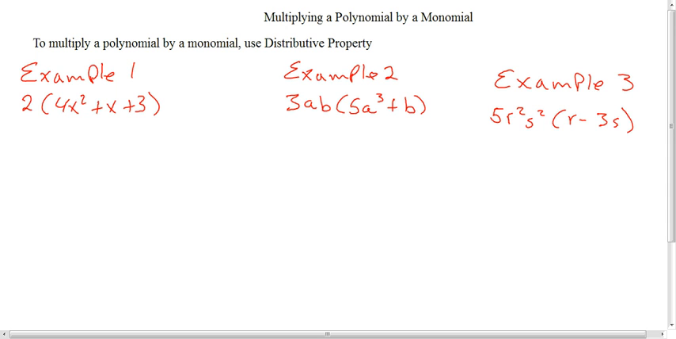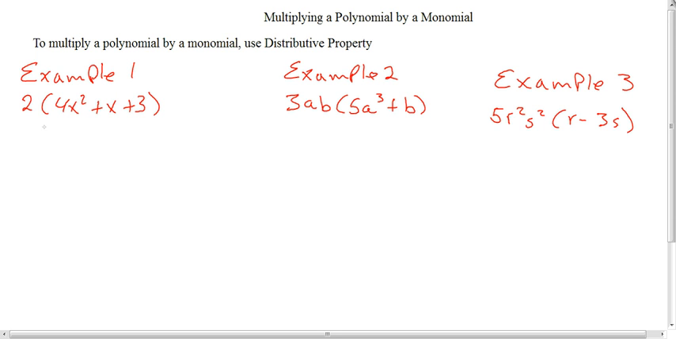We have a polynomial that's going to be multiplied by a monomial. So the first example gives us the monomial 2, and we're going to use it to find the product with the trinomial 4x squared plus x plus 3. And we really follow the same concept. We'll take first and multiply each particular coefficient. So here I have a coefficient of 4, a coefficient of 1, and a coefficient of 3.